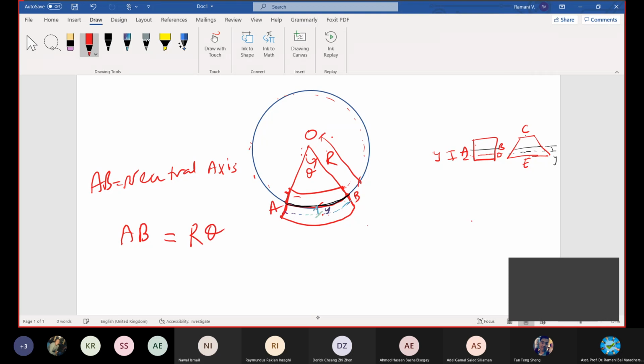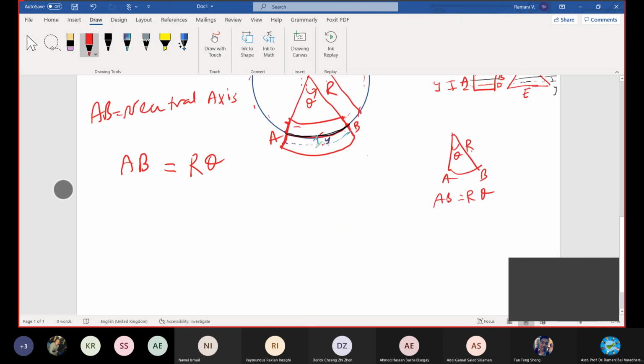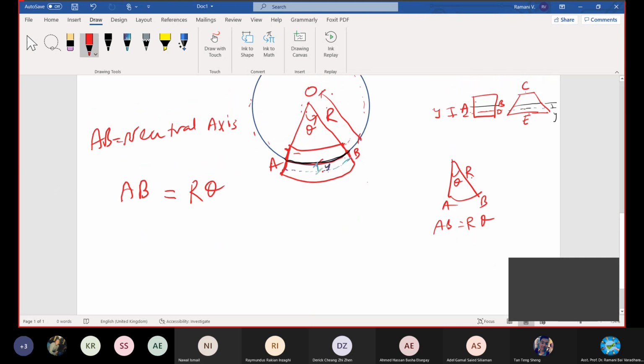By trigonometry we can say arc length AB is given by r times the included angle. For any arc, if it makes an angle theta and the radius is r, the arc length AB can be found by r times theta. The same thing I'm writing here. Okay, I found the arc length AB.